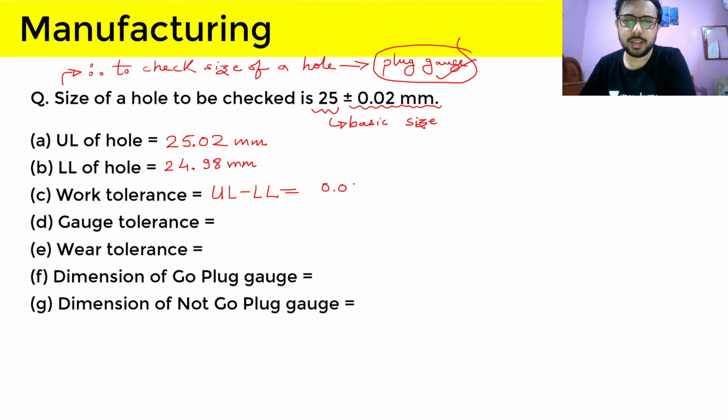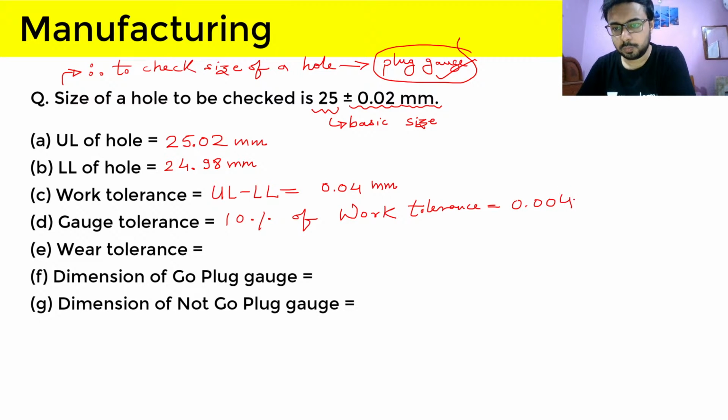So it will come out again very simple, 0.04 millimeters. What is gauge tolerance? So gauge tolerance is 10% of work tolerance. And the plug gauge which we are using to check the hole size is also having a tolerance, and that tolerance value is equal to 10% of the tolerance of the hole whose checking is being done. Okay, so the 10% of work tolerance here is coming out to be 0.004 mm.